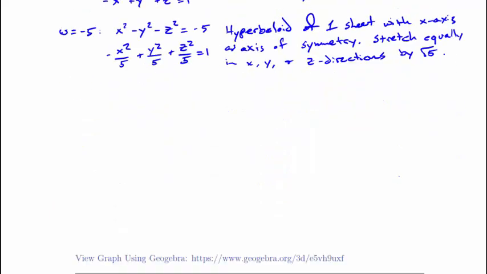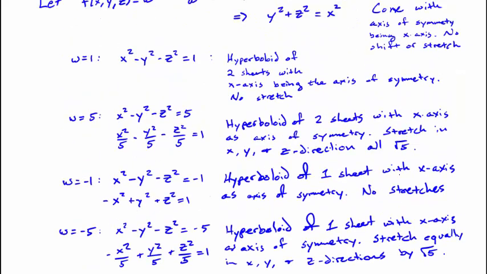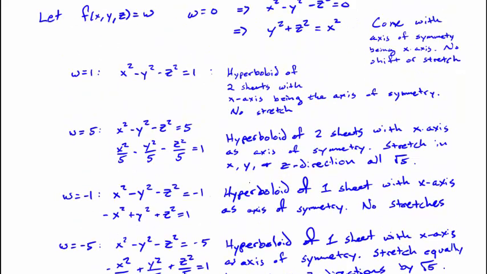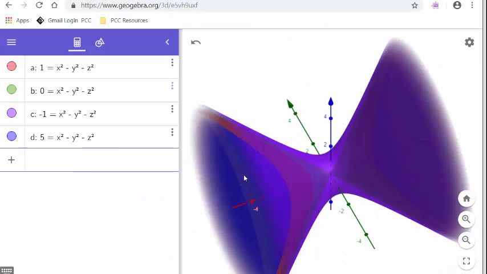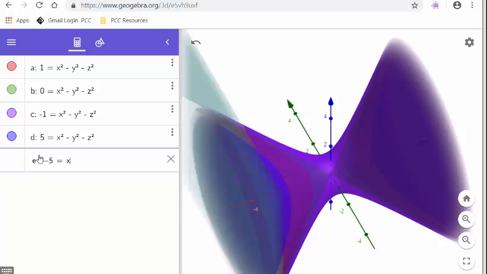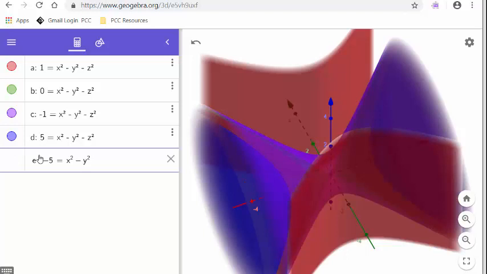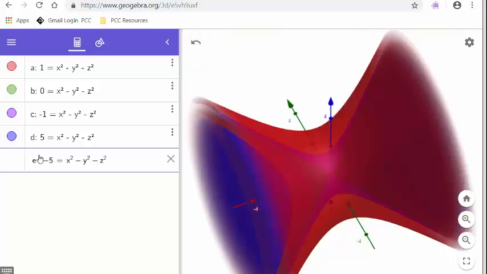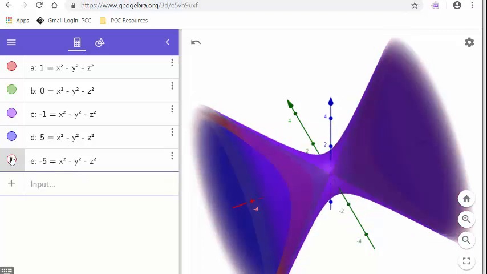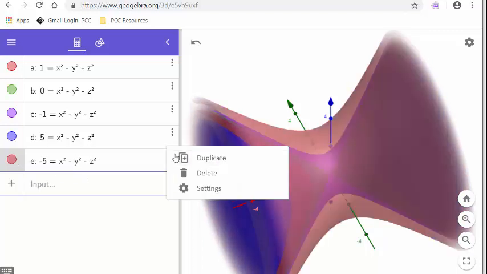Let's go ahead and take a look at this in GeoGebra. You can click on the link at the bottom of the page. I already have this open in another window. I've done it for, I didn't get the w as -5 in here, but let's just do that real quick. -5 equals x to the second minus y to the second minus z to the second. You can throw that in yourself. Gives us this one. I'm going to change the color here.